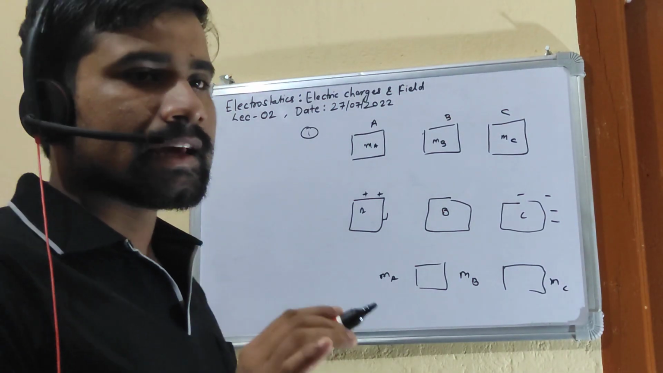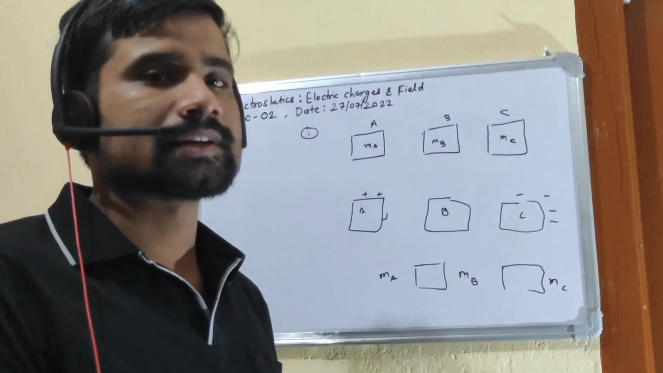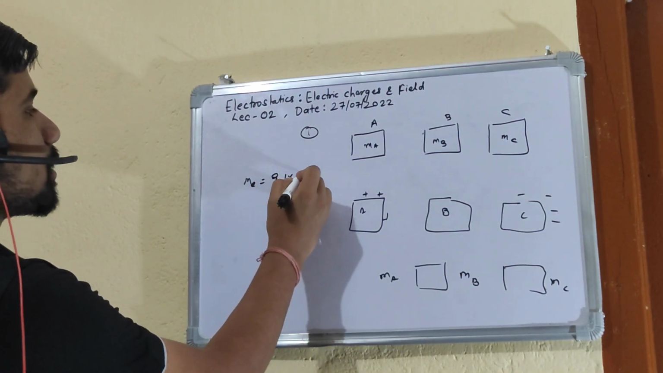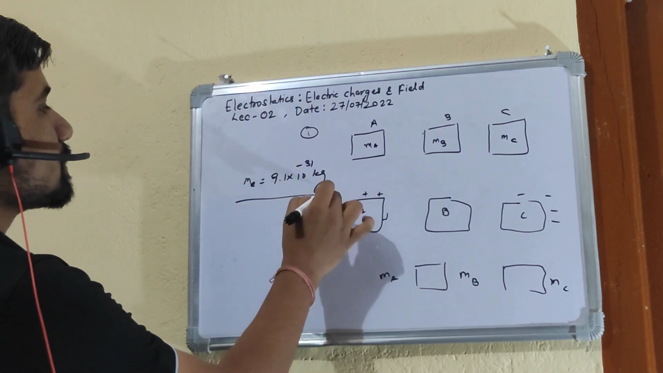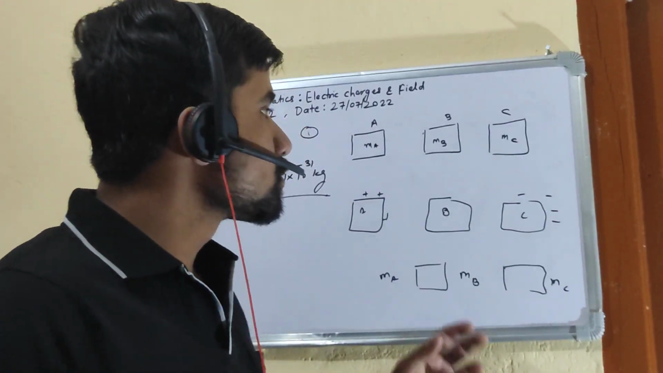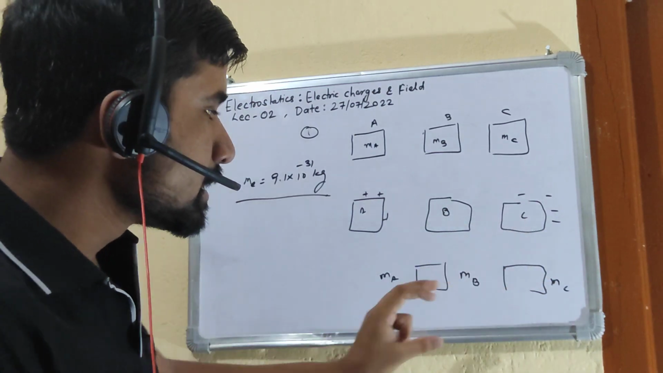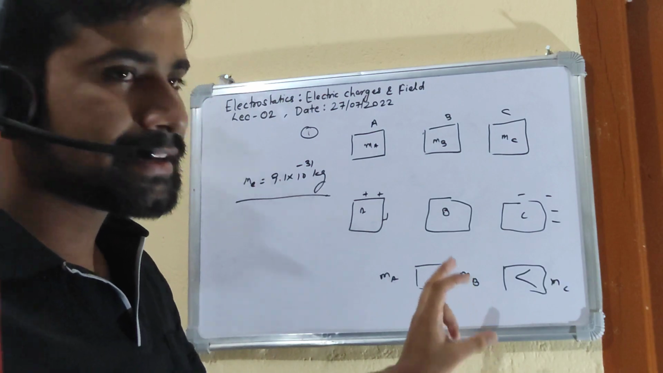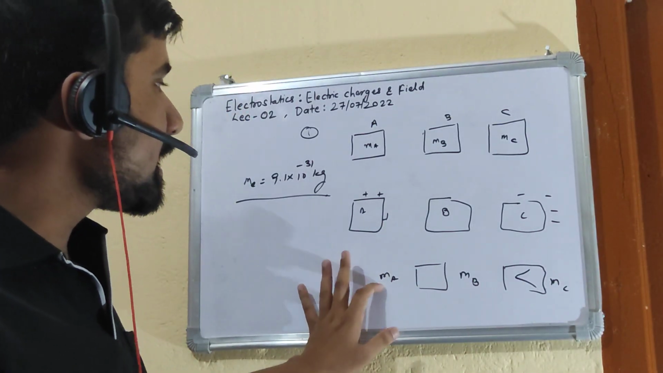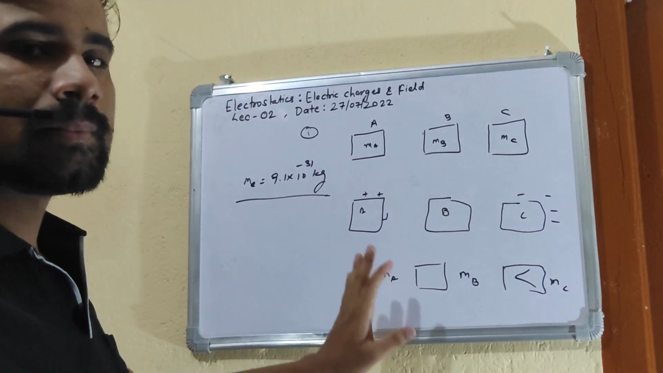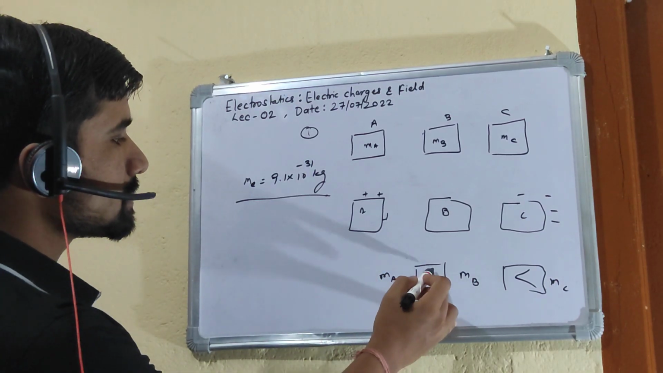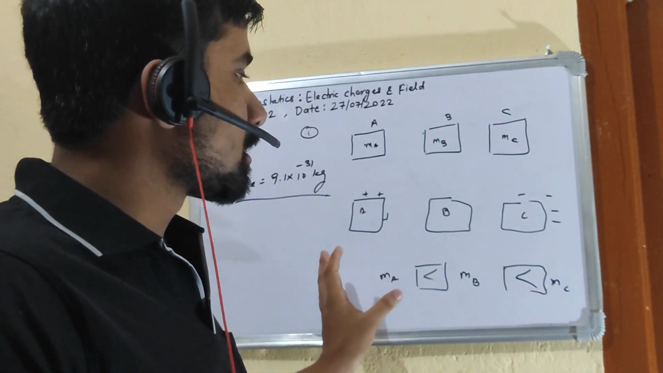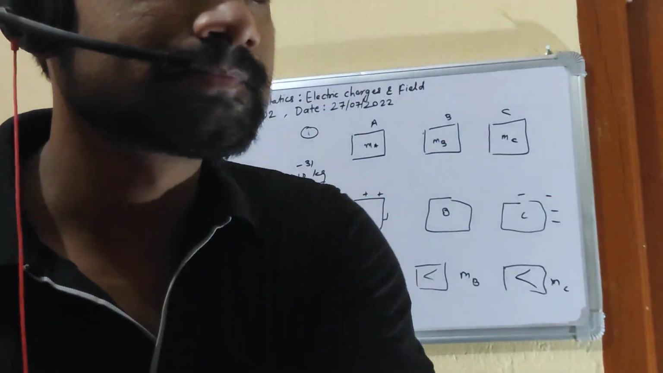So you know that an electron has a mass associated with it. The mass of an electron is 9.1 into 10 to the power minus 31 kg. So since C has gained some electrons, C will become heavier. B is still at its original mass, and A, since it has lost electrons, will become lighter than its previous mass, and hence this will be the logical expression, which will be a comparison of Ma, Mb and Mc.